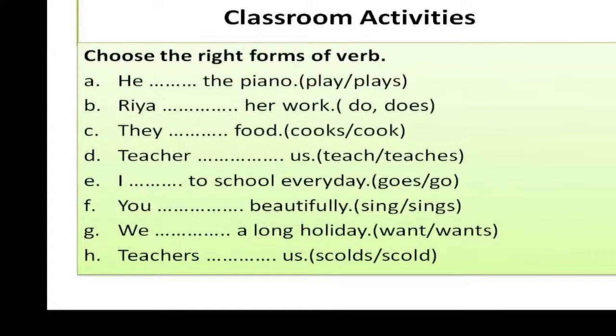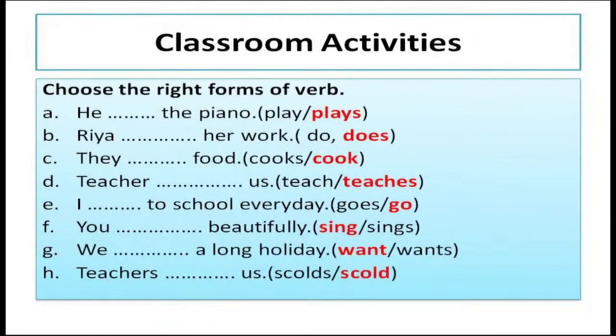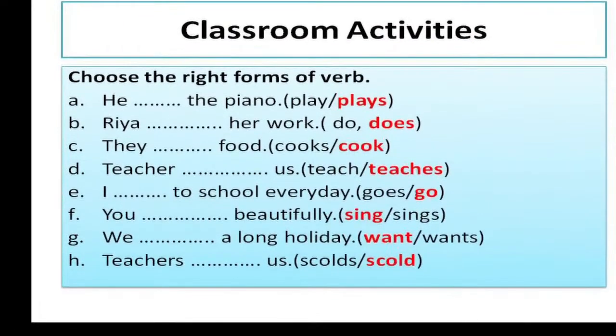Okay, I guess I have given you too much time to think over it. Now let's have a look at the next slide. You will see the answer over there. Now see there, the answer is marked in red. A number, he plays the piano. Plays is verb 5. He is the subject. B number, Ria is the subject, which is in singular form, so it takes does. Does is verb 5. Ria does her work.